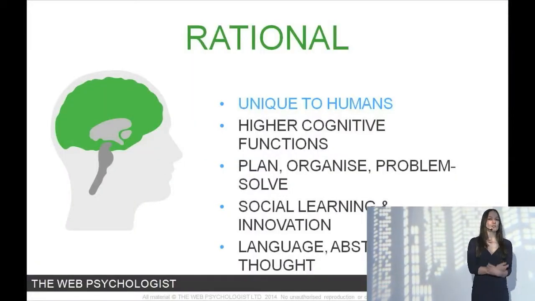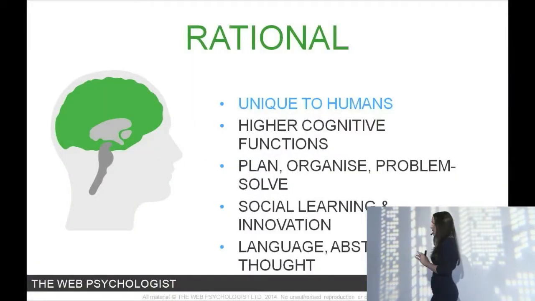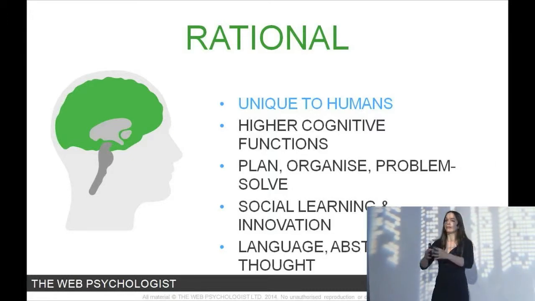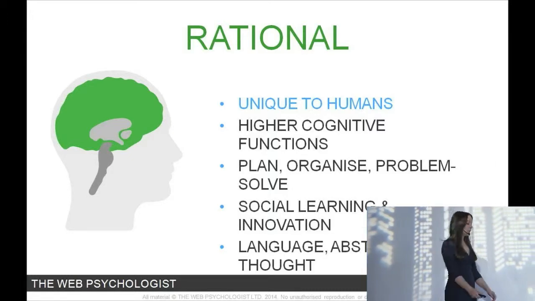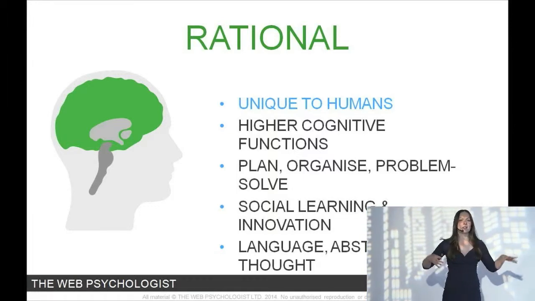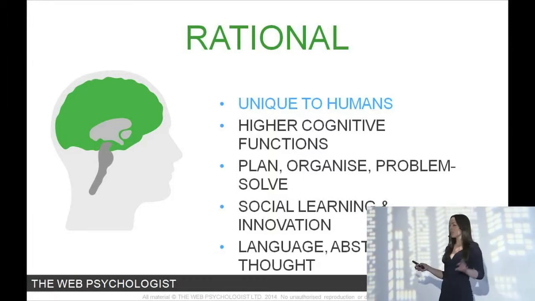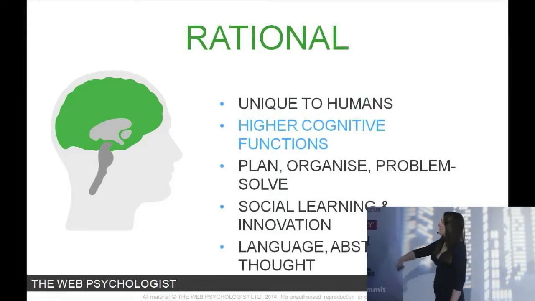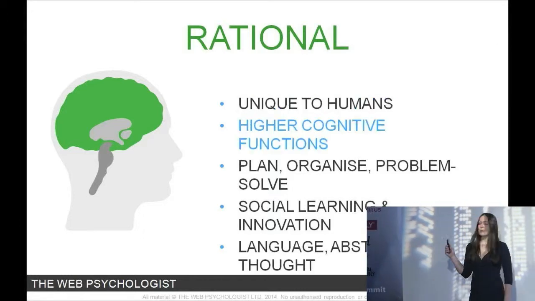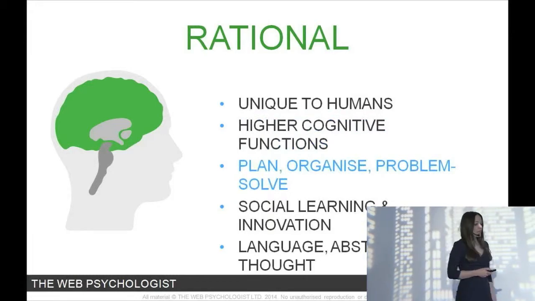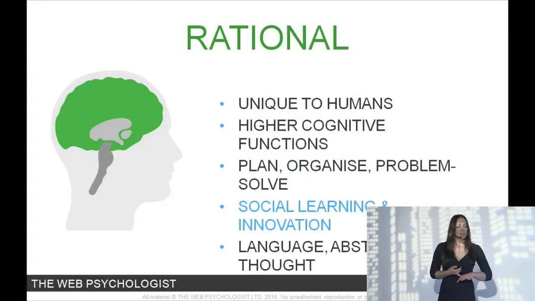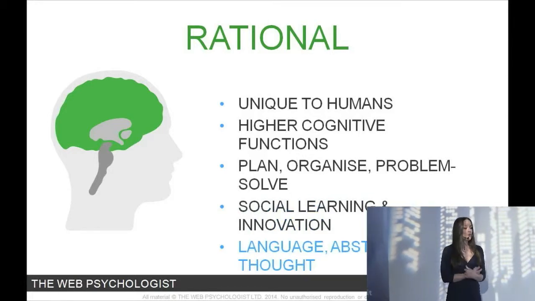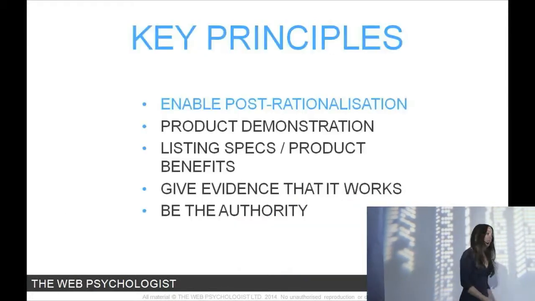It is thought that the rational system is unique to humans. I don't believe this to be true. A couple of years ago, there were some people who got inspired in Cambridge University who wanted to create a cetacean bill of rights. So peoplehood for things like whales and dolphins. But they don't use the internet, so it's kind of a big point. Anyway, the rational system has to do with your higher cognitive functions, allowing us to plan and organize and problem solve. It's where you find the seat of much of our social learning and innovation and where we have our language and abstract thought online. Now this bit's really important.